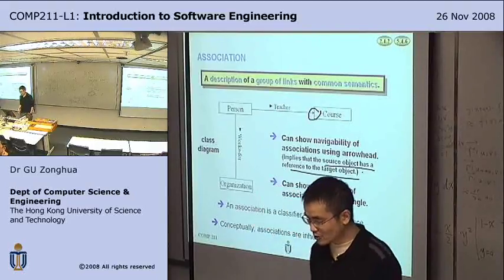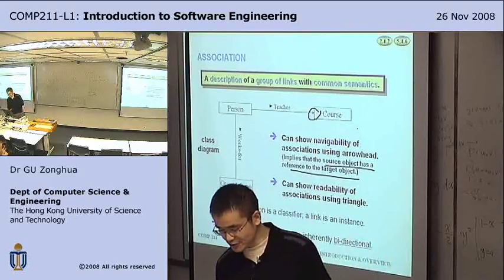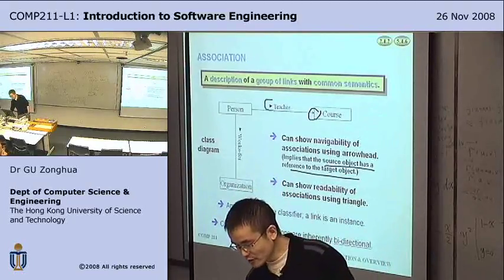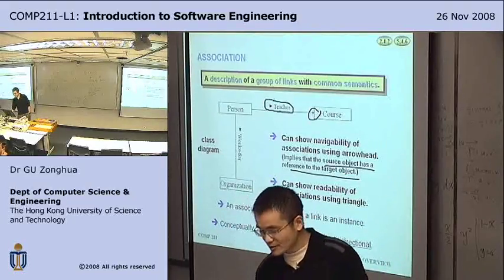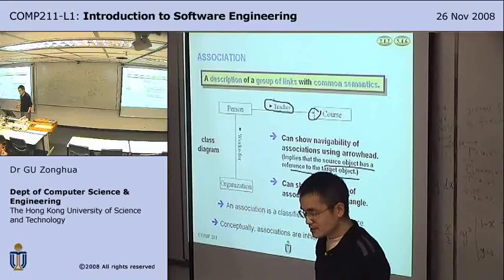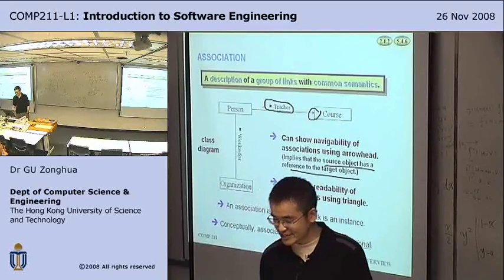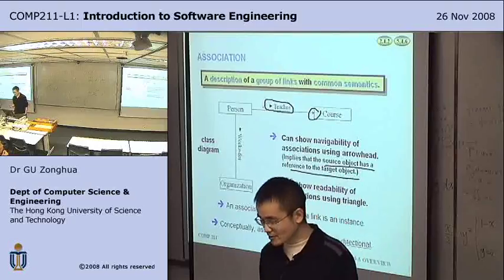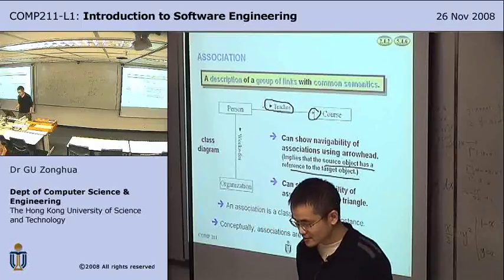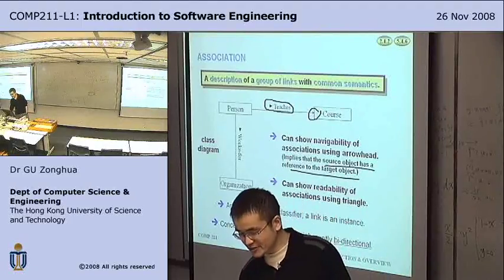You can show readability of associations using a triangle. So this little arrow here is really to help you read. Say this triangle here means that person teaches course, not a course teaches person. So you can omit it if it's obvious.